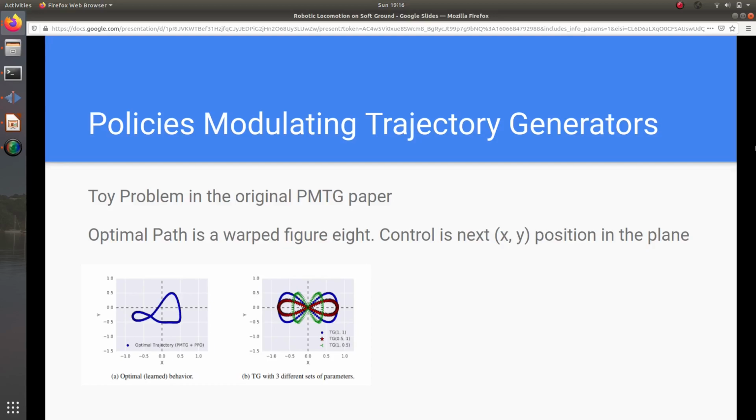Below on the right is an image of 3 trajectory generators with unique values, and on the left is the optimal trajectory, which is roughly a figure 8. The agent must then learn how to set the parameters of the trajectory generator and also add correction terms to the output of the trajectory generator so that the ball follows the optimal path.